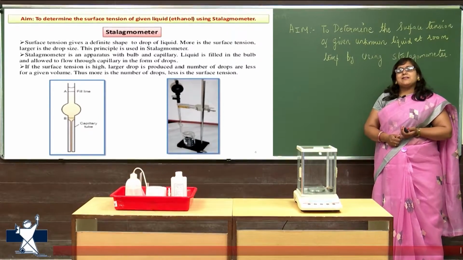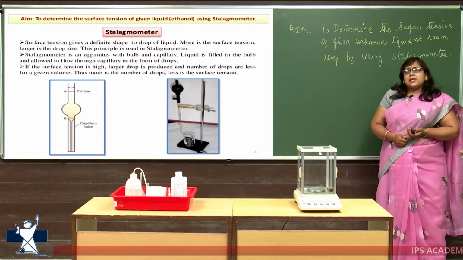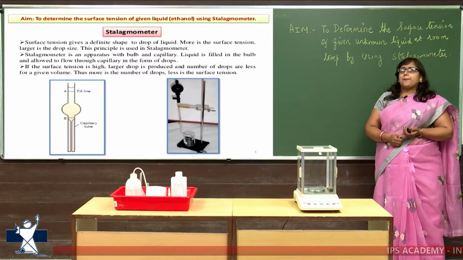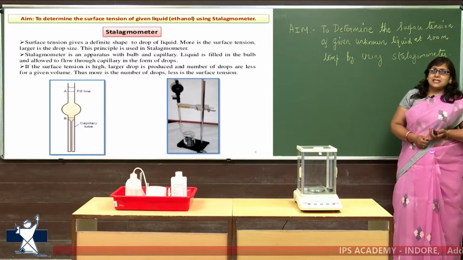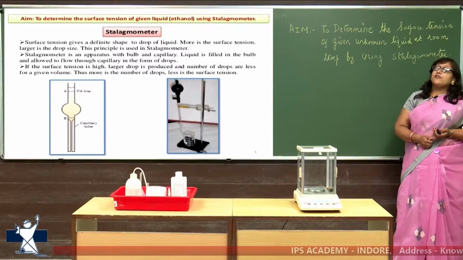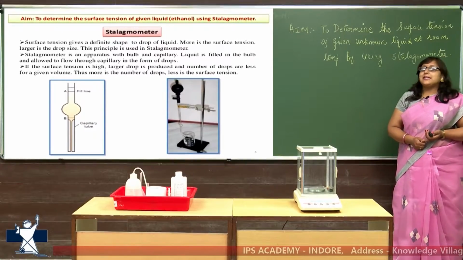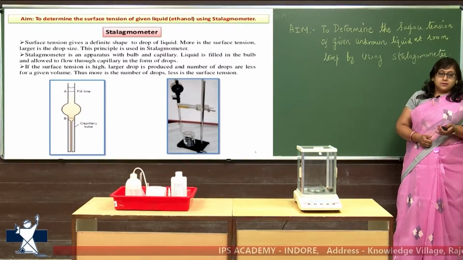The stalagmometer is an apparatus with a bulb and a capillary. Liquid is filled in the bulb and allowed to flow through the capillary in the form of drops. If the surface tension is high, larger drops are produced and the number of drops is less for a given volume. Thus, the more the number of drops, the lesser the surface tension.